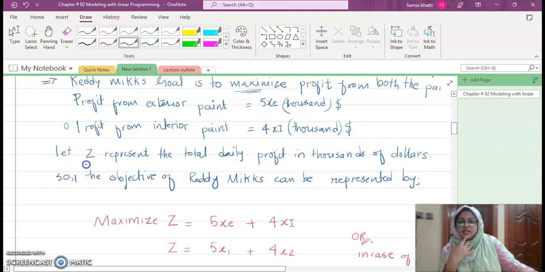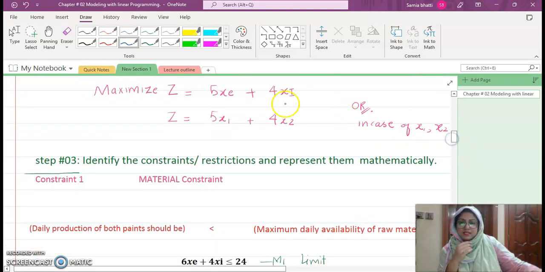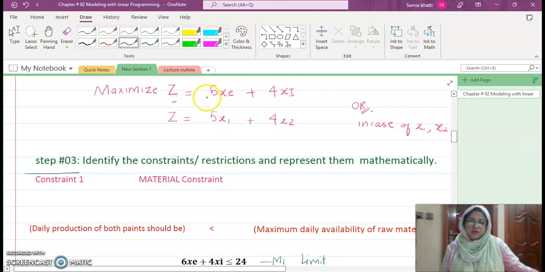So let's suppose that Z represents the total daily profit in thousands of dollars. So the objective function of the ready mix can be represented as follows. We are representing maximize Z. Z represents the profit function of the ready mix.